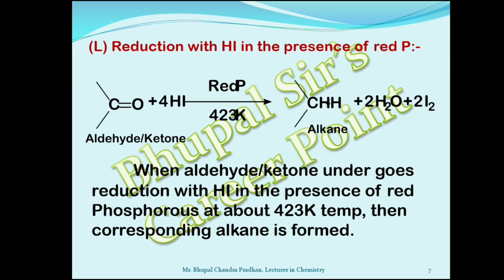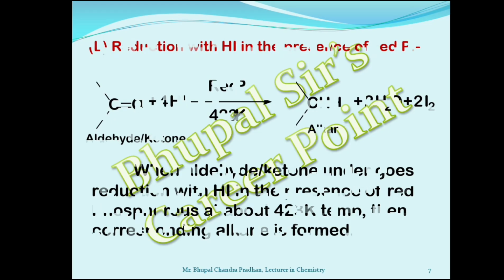So in the statement we have to write down: when aldehyde or ketone undergoes reduction with HI in the presence of red phosphorus at about 423 Kelvin temperature, then the corresponding alkane is formed.